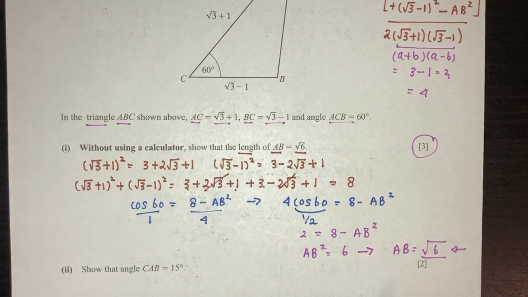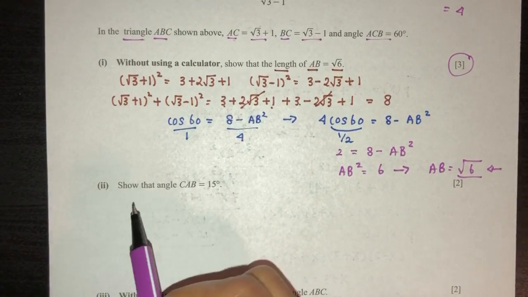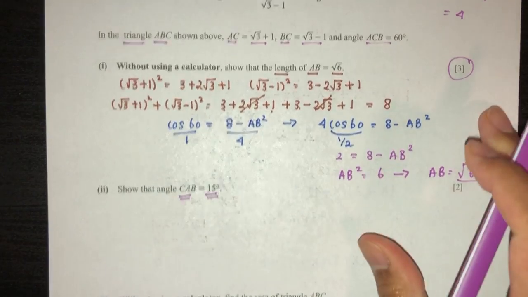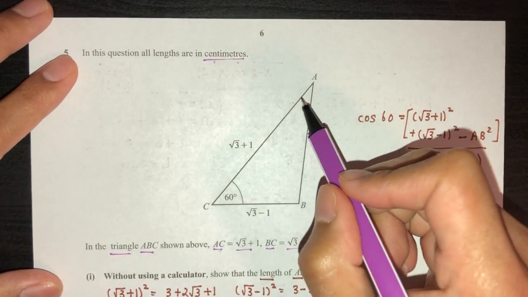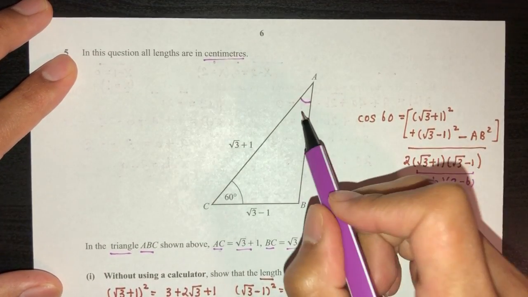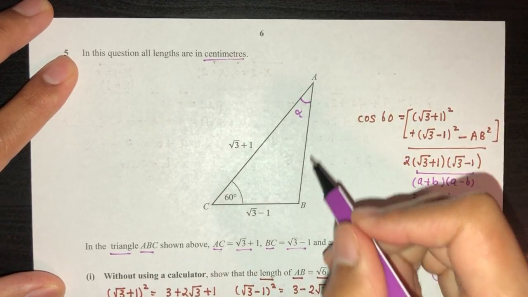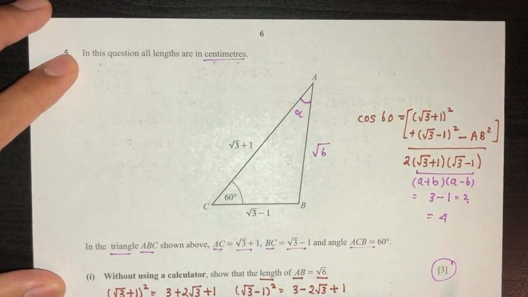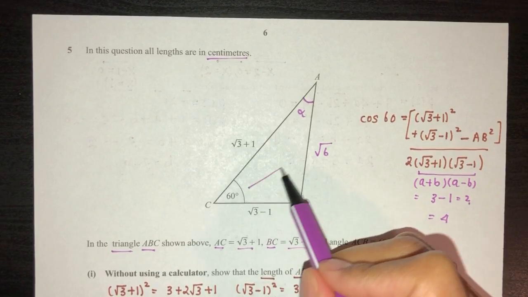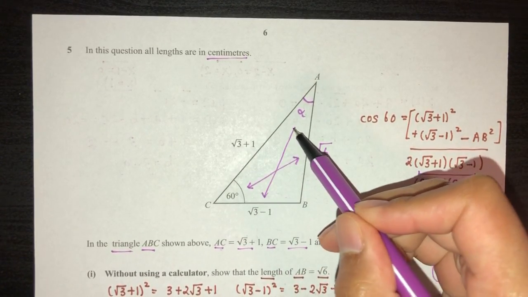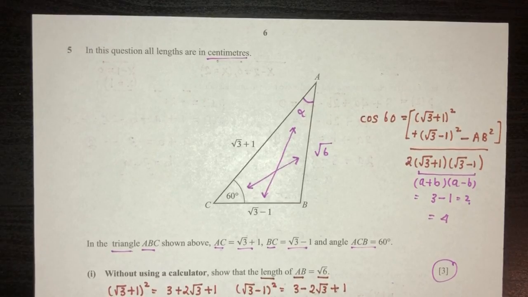That is part 1. Now for part 2, show that the angle CAB is 15. So where is CAB? CAB will be this angle. Let's call this one alpha. So we have to find the angle of alpha. So we know this is root 6. So we know this side and this side. We know this and this. So we can use the sine rule.